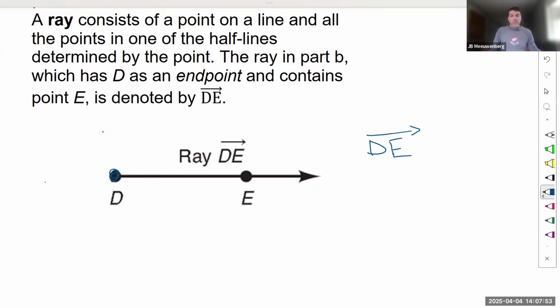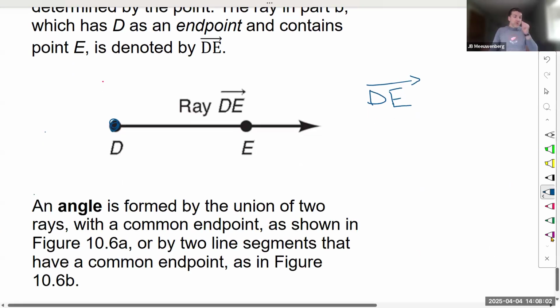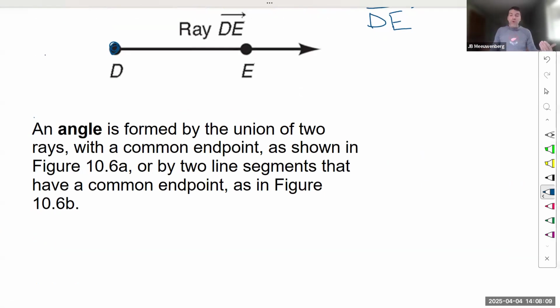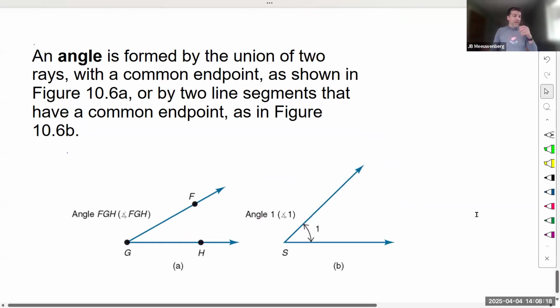Next, we have angles. So what is an angle? So the angle is the union. Remember what a union is? Right? When you bring two things together and join them, a union of two rays, and they have a common endpoint. And so here's what an angle would look like. And we'll talk for a moment about how we note that, how we define them, how we describe them.